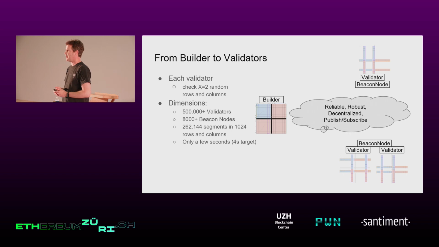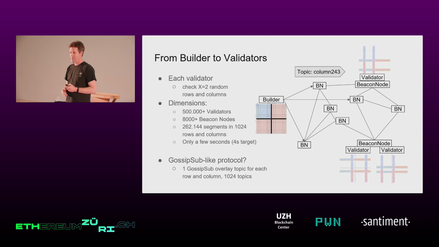Each validator is checking a number of rows and columns, and by default we are speaking of 2 because it's an easy example. It's a variable parameter at the moment. So each validator is selecting randomly 2 rows and 2 columns, and they are checking that. And that's the check: is it there or not there? And just to give you a bit of dimensions of the problem, we have 500,000 plus validators, around 8,000 plus beacon nodes behind which these validators are sitting. You have those 260K segments, which are sitting in 1,024 rows and columns. And we have something like 4 seconds to do this. So how do we do it?